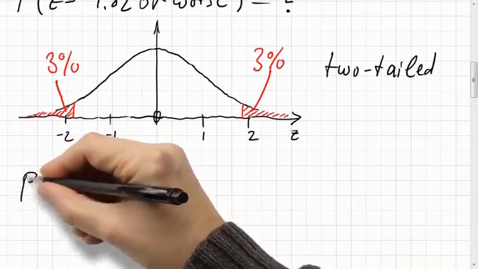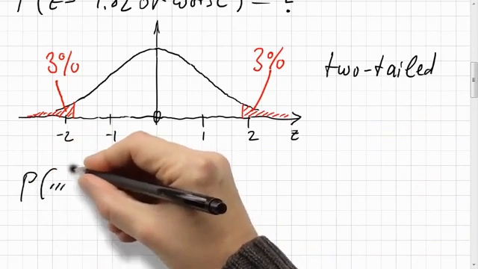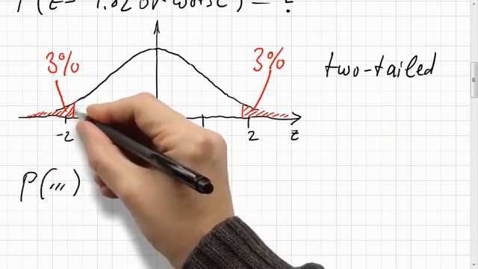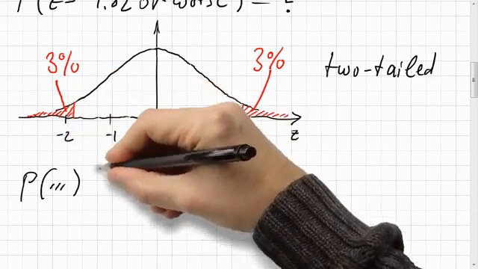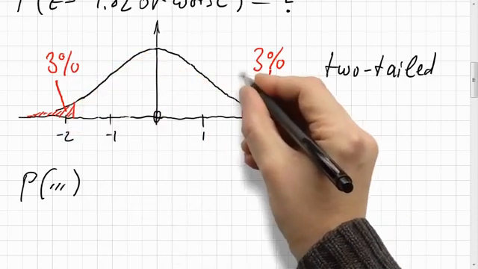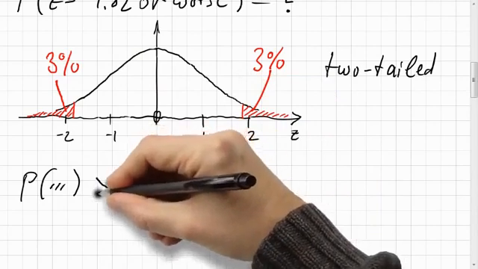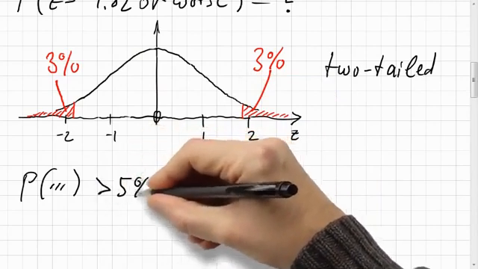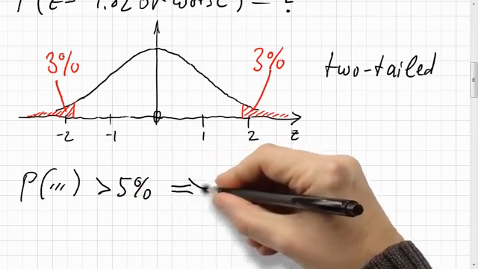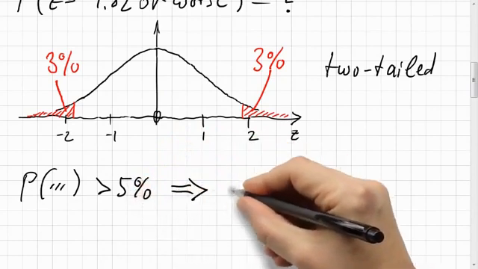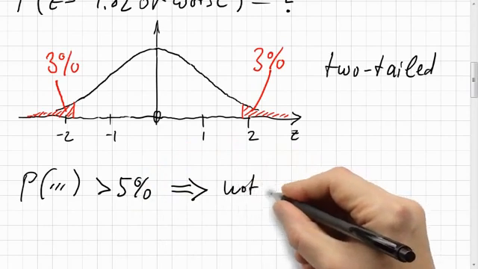So the probability that we're looking at, the probability of the z-value being in the red region, is 3% plus 3%, 6%. Thus it's larger than 5%. 5% is the typical threshold for statistical significance. It's above that threshold, so we say it's not significant.